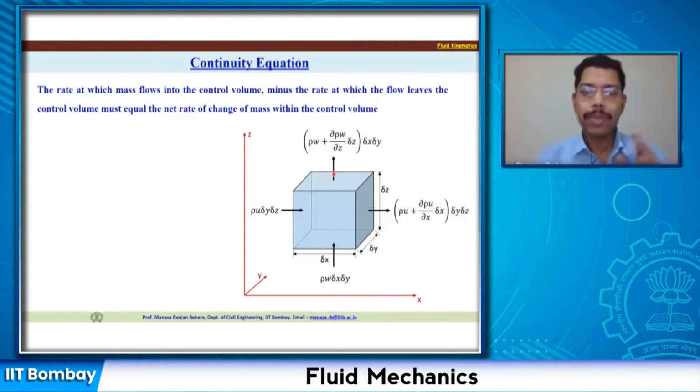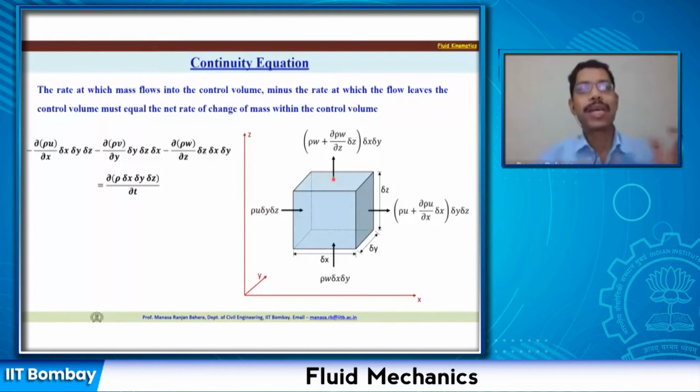Okay. Now, if I want to find out what is the net rate of change, so first of all, let us understand what is the change in the x direction. So what is the change in the x direction? The flow that is going out minus the flow that is coming in.